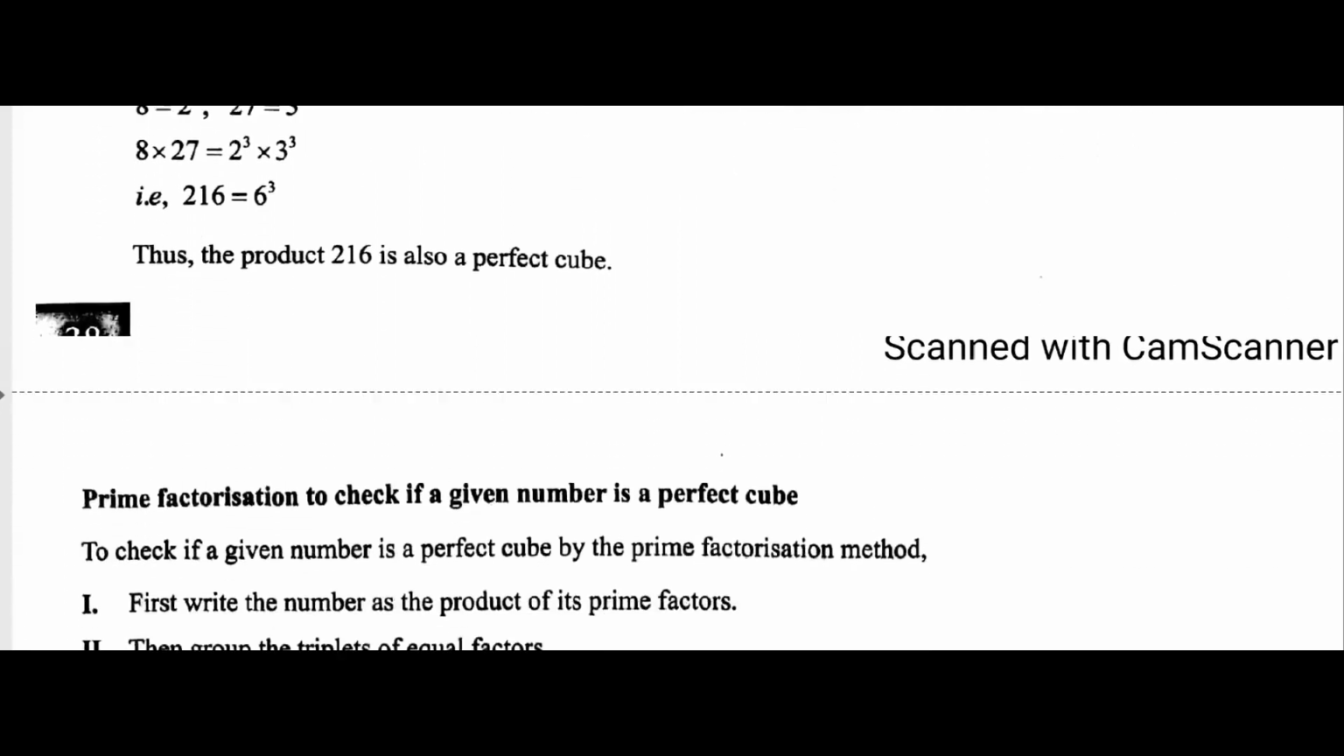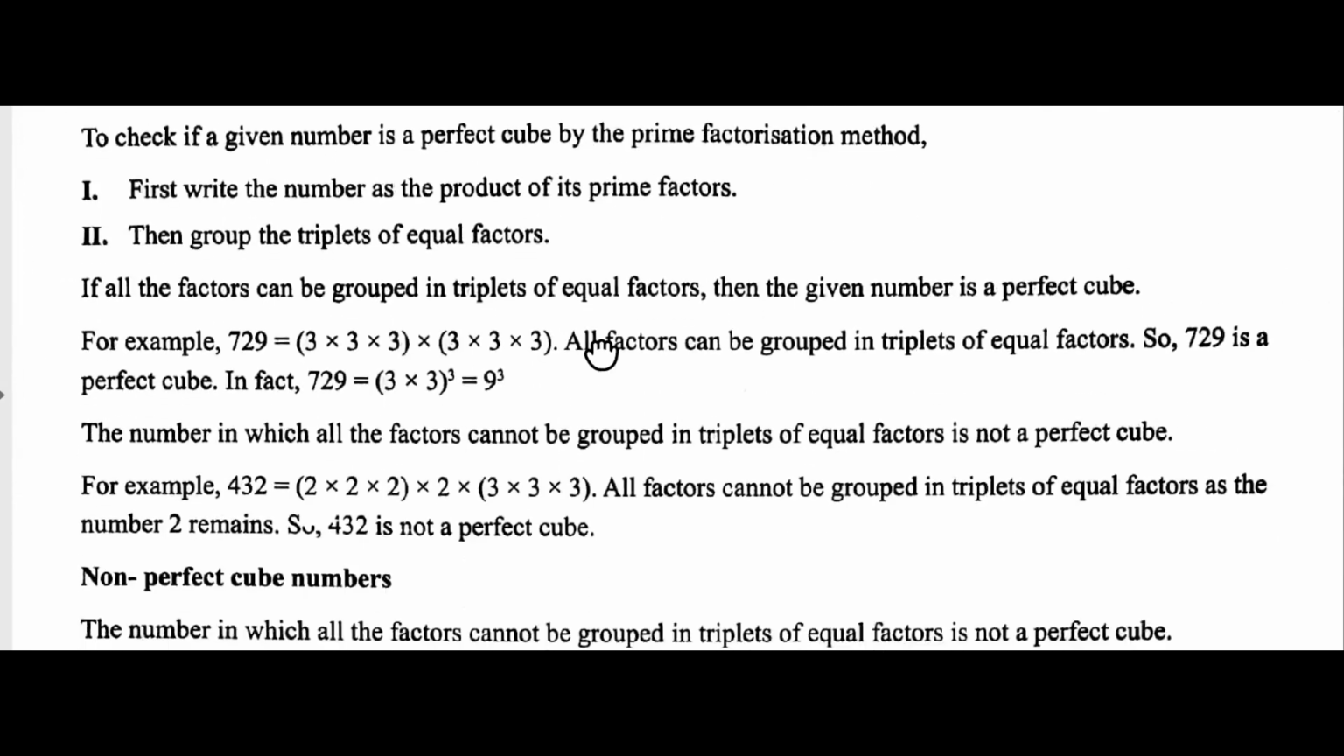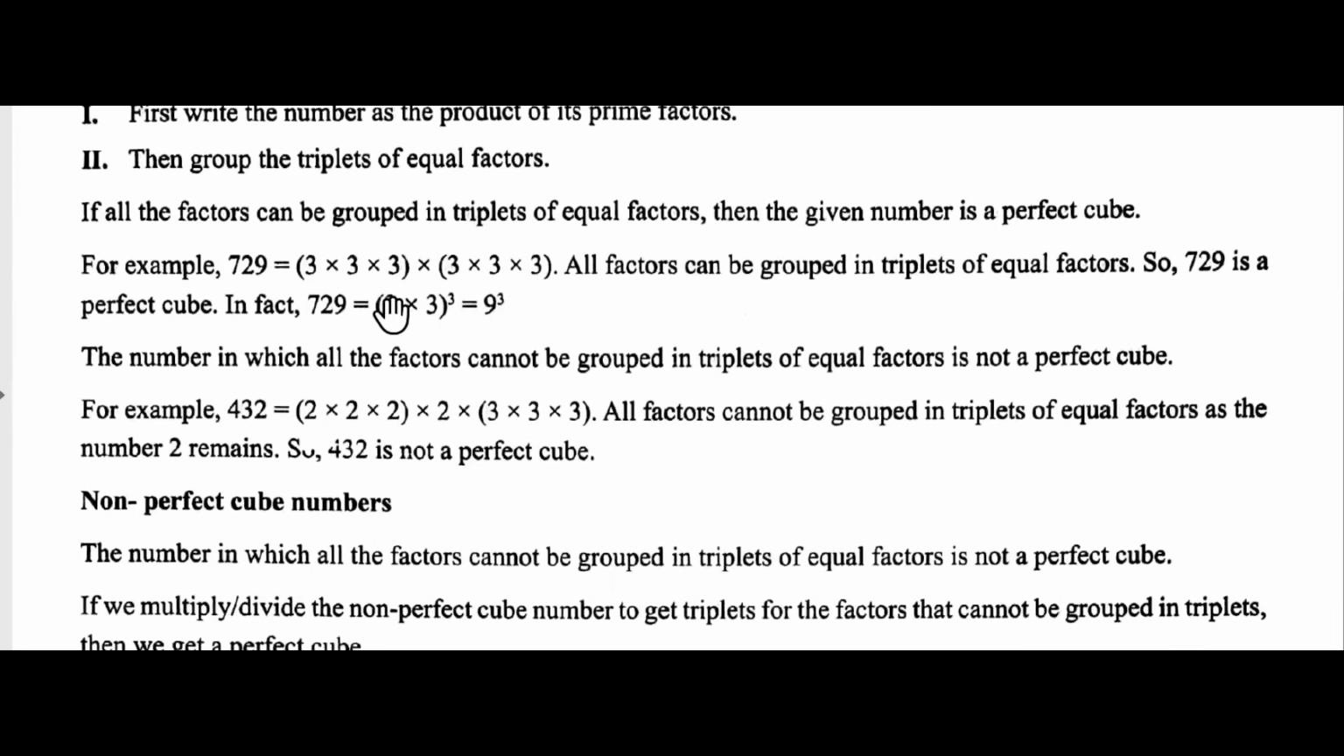Now the next point is prime factorization to check if the given number is a perfect cube or not. So what we need to do? We need to first find the factors of whatever number is given and then group the triplets of equal factors, and then write only one from each group. For example, if I tell you to find the cube root of 729, you will group the factors of 729. That is 3 into 3 into 3 into 3 into 3 into 3. So this is one group of triplets, and this is another group of triplets. So the answer will be 3 into 3, which is 9.